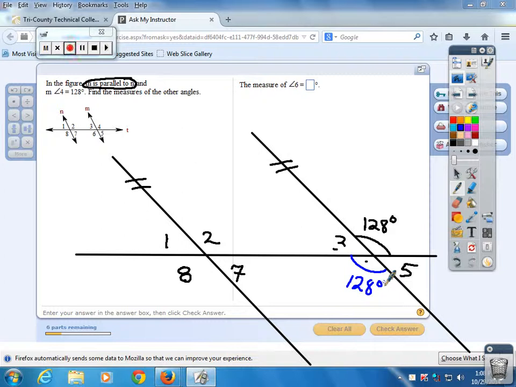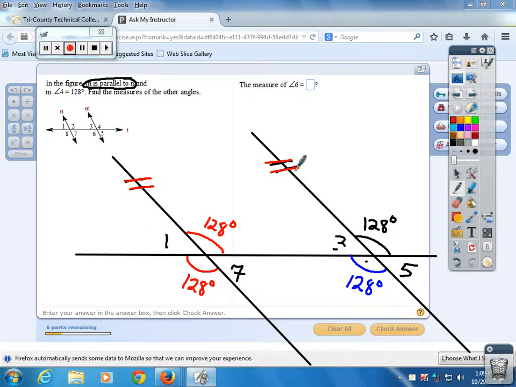And what else is 128 degrees? 2 and 8, probably. Yep. Now somebody tell me why 2 and 8 are 128 degrees. Because these two lines are what? Parallel. So they're the same line. So if they intersect this line here and make 128 degrees, and this is the same line, what does it make right here? 128 degrees.